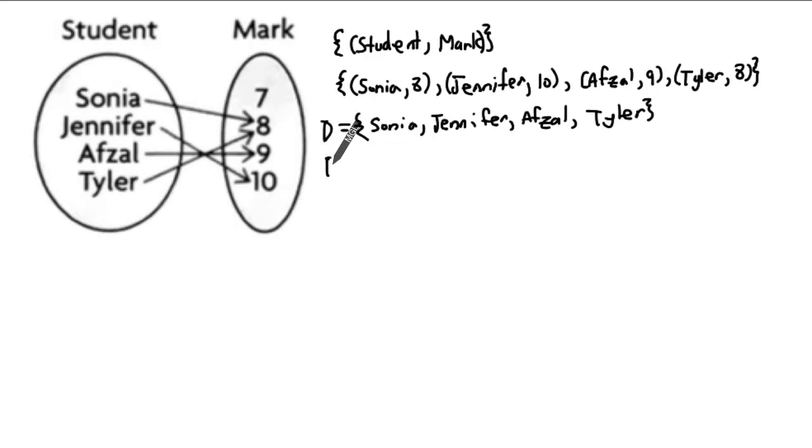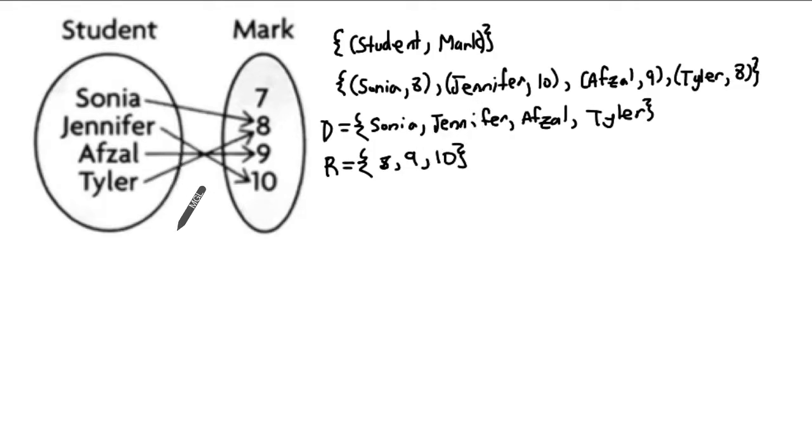Now, for the range, which corresponds to the mark, be careful with this 7 over here, because if you notice, none of these names correspond to the mark 7. So 7 is not in the range of our relation right now. The only numbers that are in it are 8, 9, and 10, because each of these numbers has someone's name connected to it. Especially 8, it has Sonia and Tyler. So what we can say then is the range is just 8, 9, and 10.